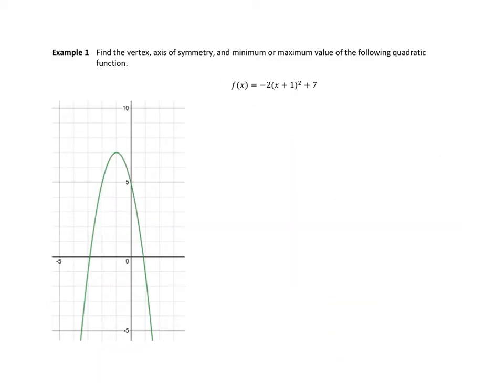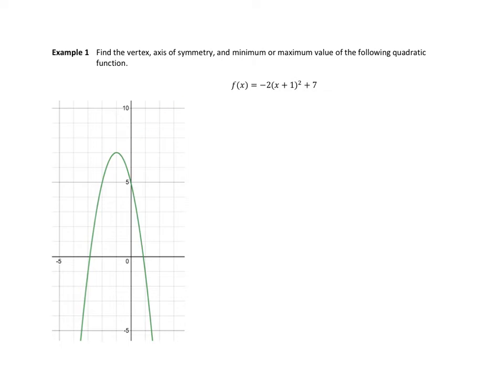For example 1, for this quadratic function, I'd like to find the vertex, something called the axis of symmetry, as well as a min or max value. You can actually answer all of these things just by looking at the equation itself, but I included a graph as a guide. To start with, where's the vertex on this quadratic equation?